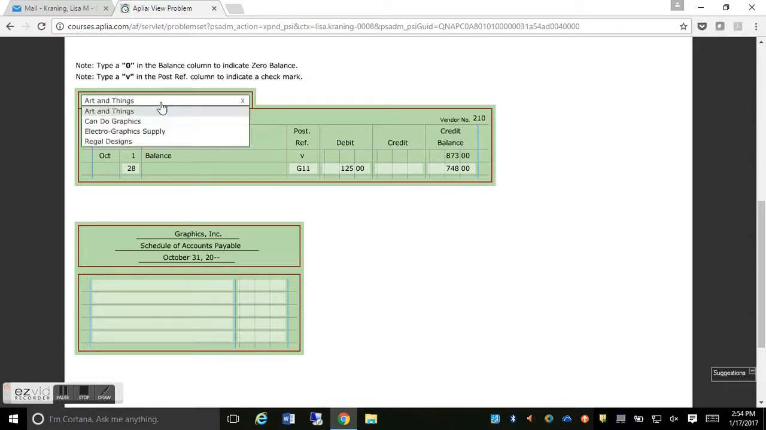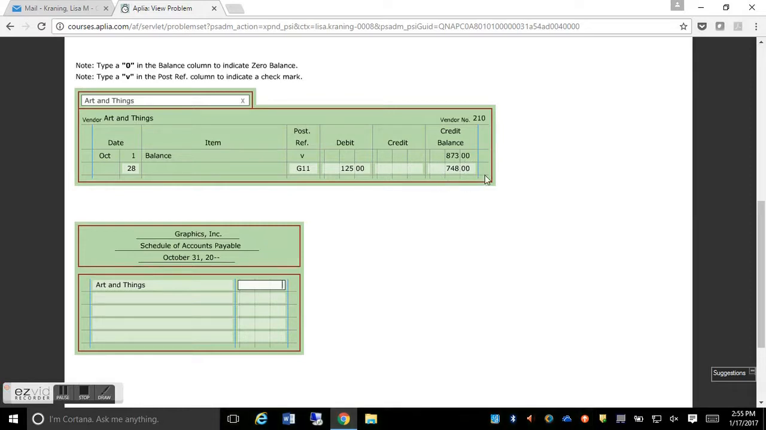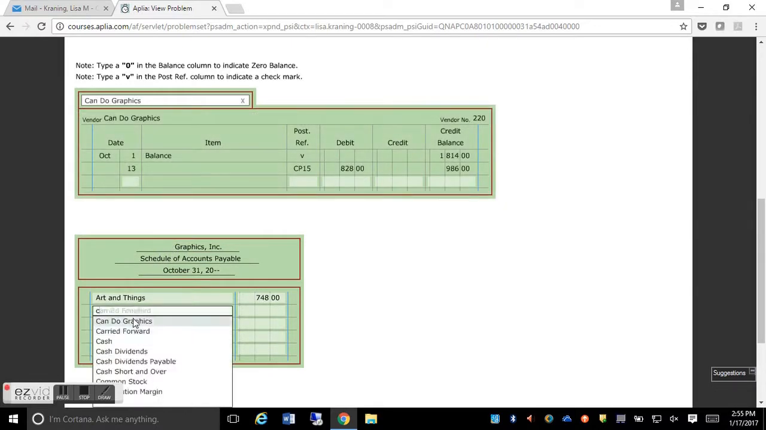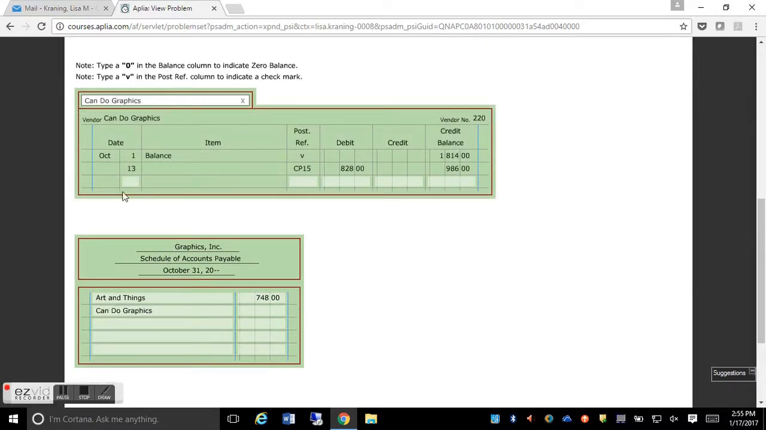So you start with Arts and Things first. You will come down here and write Arts and Things. You will always take the very last balance. So the last balance is $748. Our next one is Can Do Graphics. Even though this has a blank line, that's fine. You take the last balance, which is $986.